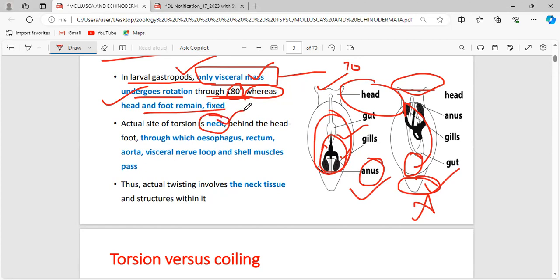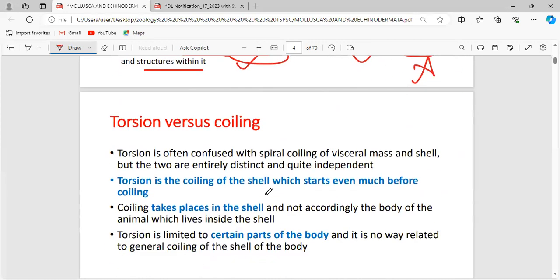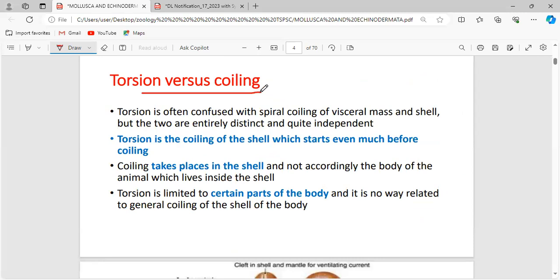The actual site of torsion is the neck region behind the head-foot, through which the esophagus, rectum, aorta, visceral nerve loop, and shell muscles pass. These are all said to be visceral organs. Thus, the actual twisting involves the neck tissue and the structures along with this tissue. Clear?